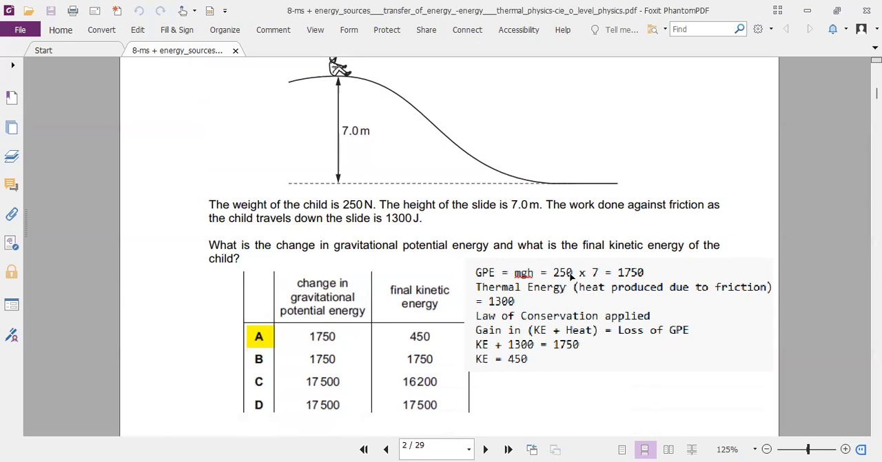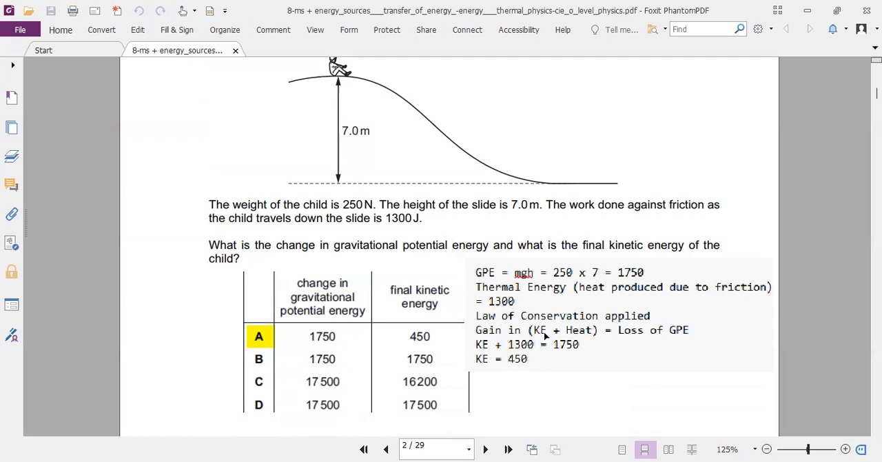Look at the working. First of all, we calculate the GPE: 250 times 7, 1750. The heat produced due to friction will be the thermal energy wasted during his sliding. It is given as 1300. The law of conservation is applied.